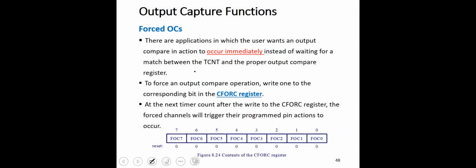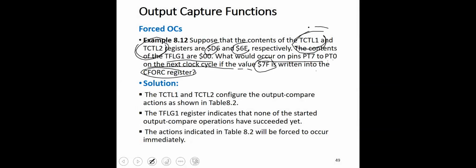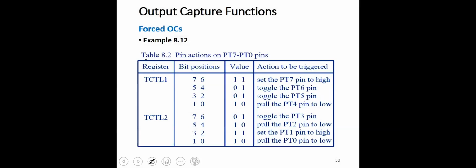If we go back, 7F implies we write 1, 1, 1, 1, 1, 1, 1. What does this imply? If we write this value to this register, this implies that we want to force channels 0 through 6 to output the configured value. And how to know the configured value? Basically, by going to control register number 1 and control register number 2. And these are given here.